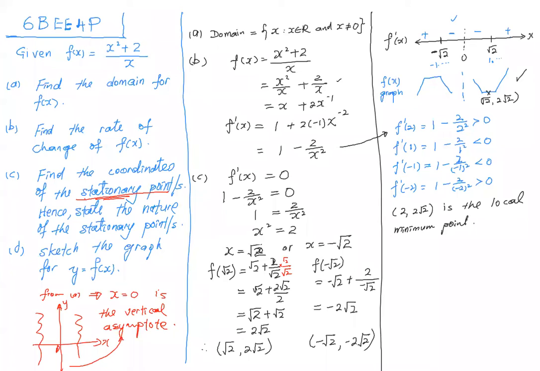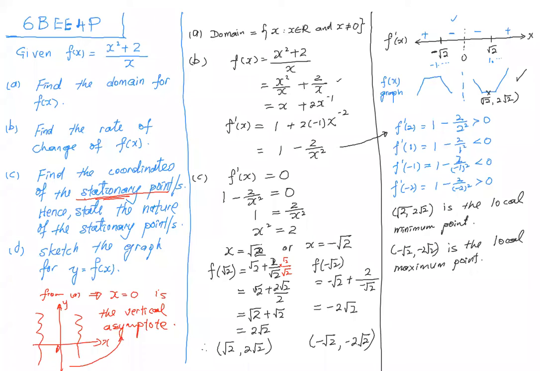Okay, then how about Chunyi? How about negative √2 and negative 2 √2? It is the local maximum point. Local maximum point. Okay, so now you know. You can also use the second derivative. That one I leave it to you, okay? Later we will talk about it. Okay, now I'm done with my part C.